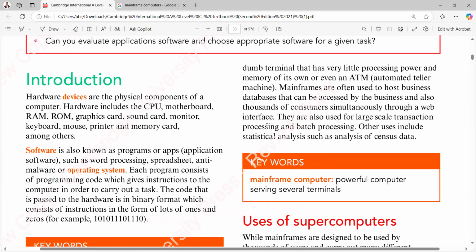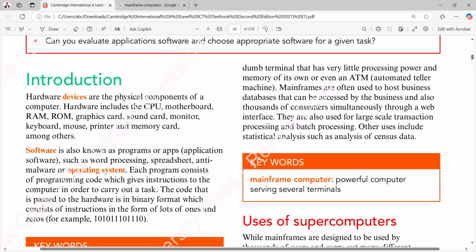Mainframe computers are also used to host a business's database. Like we have the database for Microsoft. What is the database for Microsoft? Their user accounts, their usernames, their passwords, all of that is stored in a database, such as Facebook as well. So companies like this, when they want to host their business or their organization, refer to these types of computers.